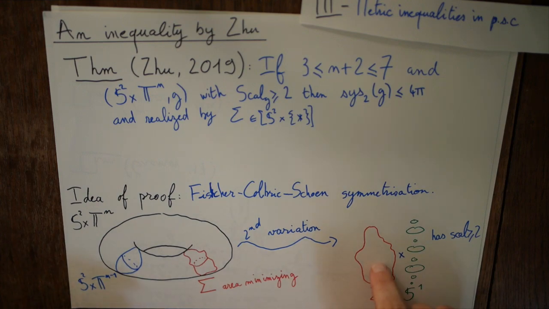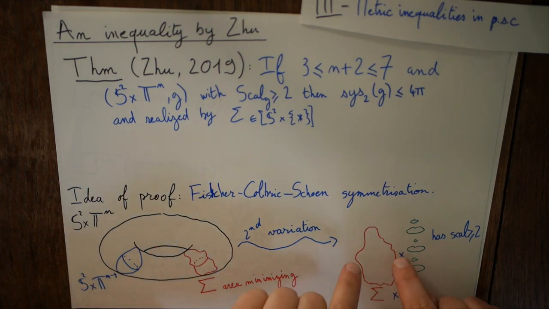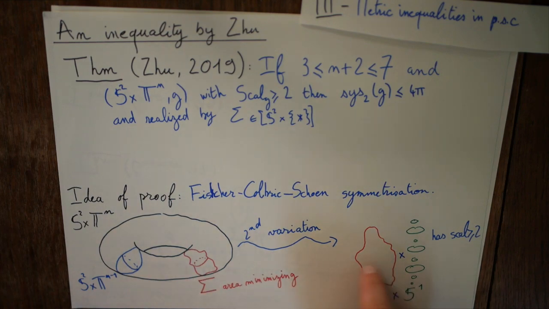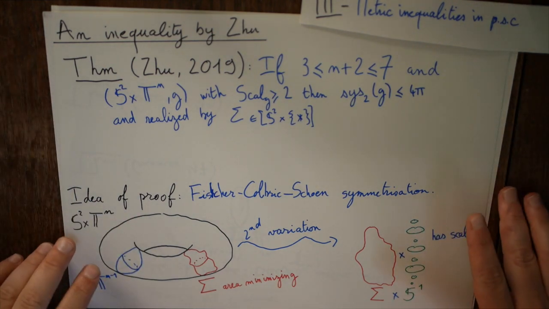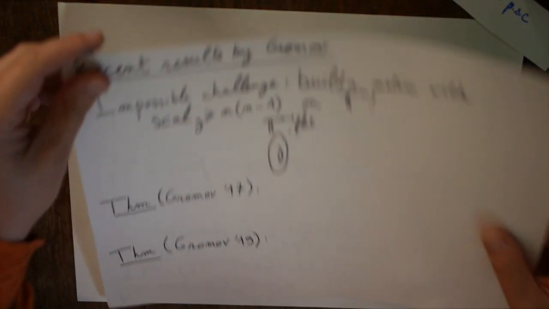And moreover, since this guy was already sitting here, and you continue, you get some other hypersurface inside that. So everything that happens inside those guys that you get here happens also in the original metric. And so this is how the Fischer-Colbrie-Schoen symmetrization works, and this is used to prove the theorem by Zhu. So now let's move to the result by Gromov.